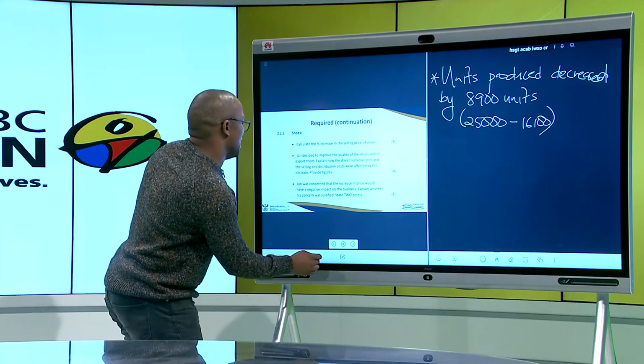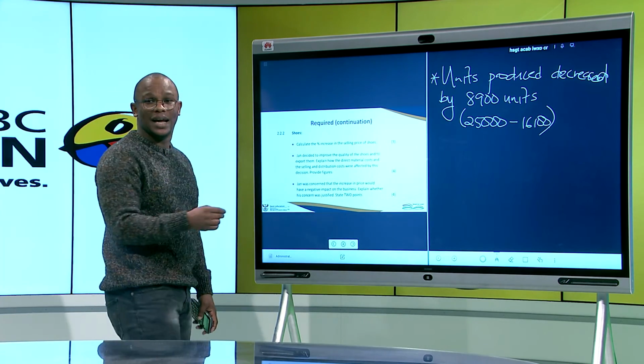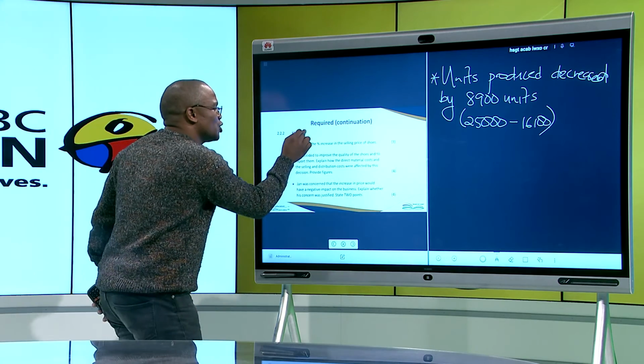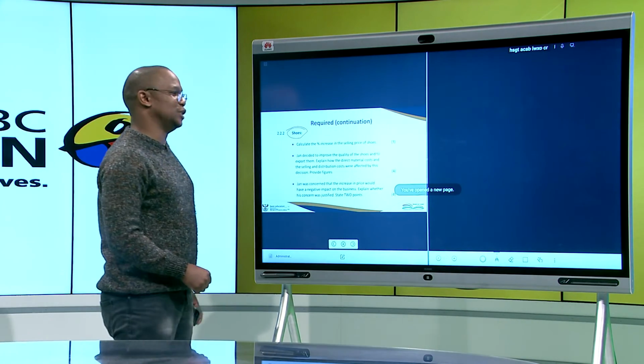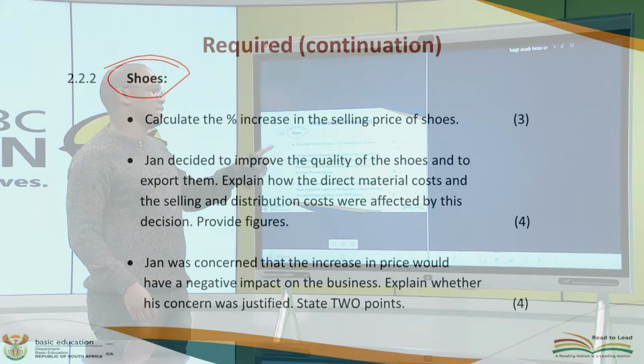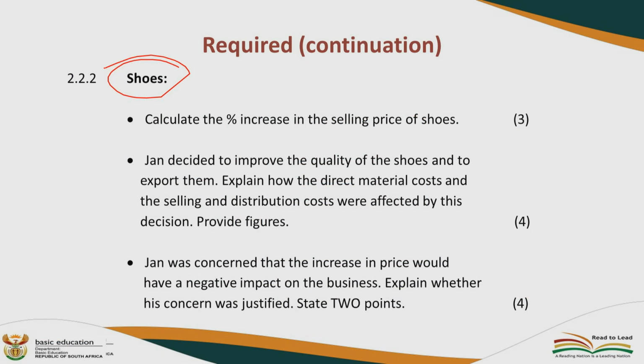Remember the previous question, it was relating to what? To shirts. Now this one relates to shoes. Let's check how you do this one. They say calculate the percentage increase in selling price of shoes.